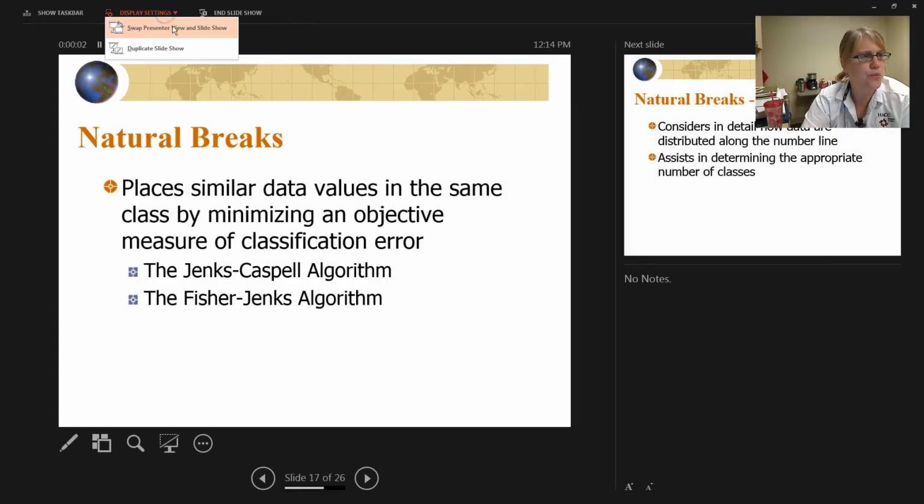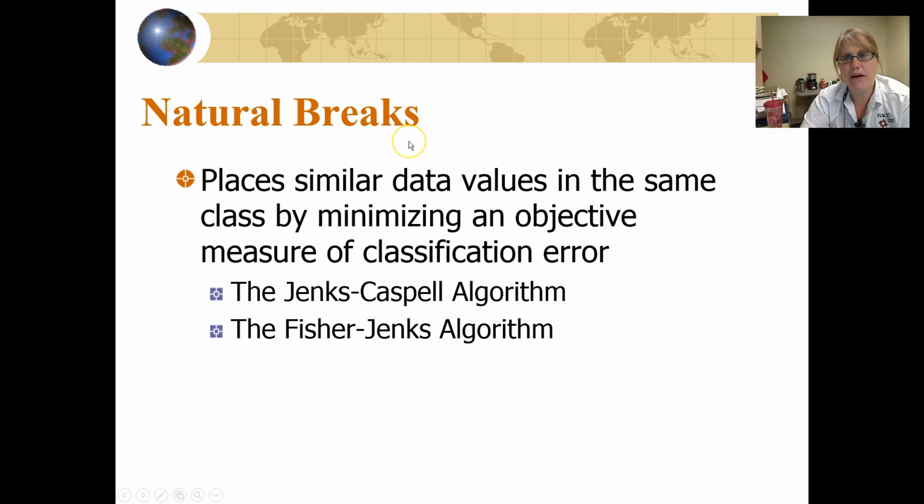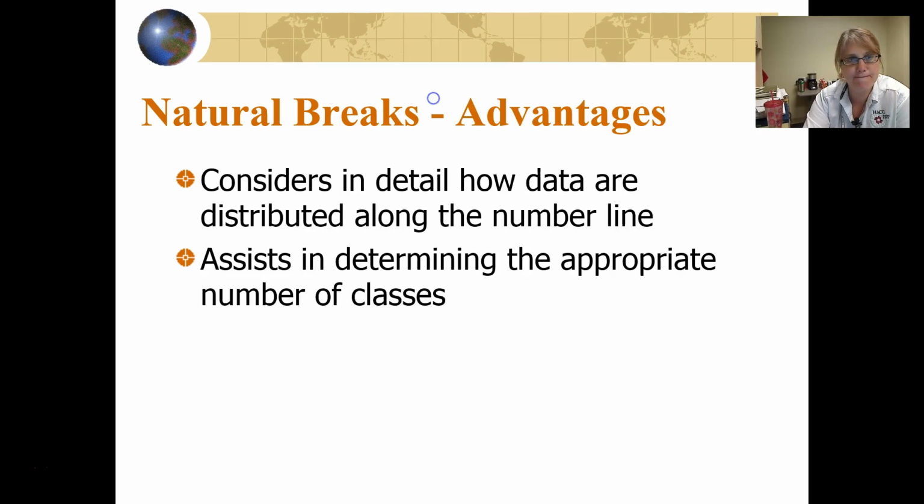And then, of course, we all know a little bit about the natural breaks classification method, because it's what we've been using all along, whether you knew it or not. It basically places similar data values in the same class by minimizing an objective measure of classification error. It uses the Jenks algorithm to do that. I won't get into detail about that because I don't really think it's necessary. But there's also more than one algorithm that can be used to compute natural breaks.